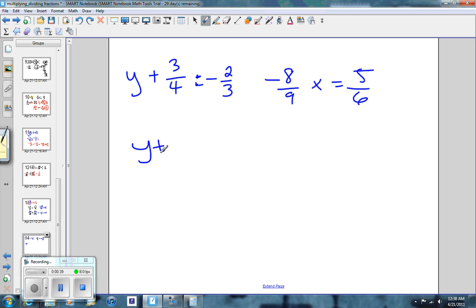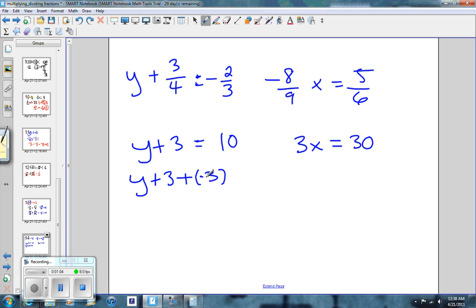where we'd have like y plus 3 equals 10. And you had problems like this, 3x equals 30. They were one-step equations that you did the opposite for. Y plus 3 equals 10. Well, we learned that you would add negative 3 on this side and also this side. So the positive and negative 3's went away. You get y equals 7.